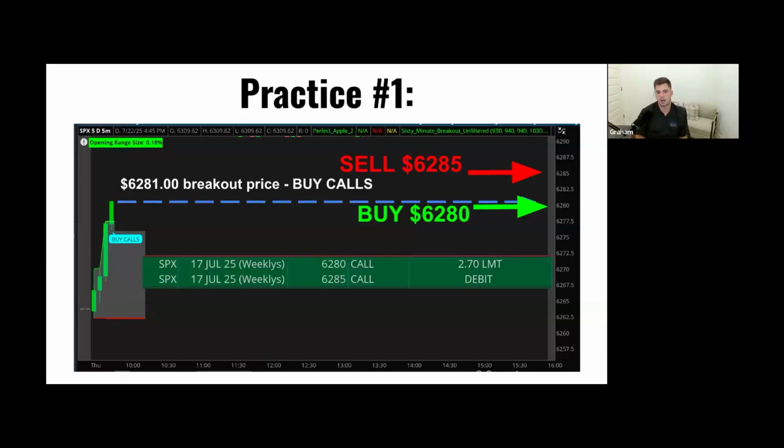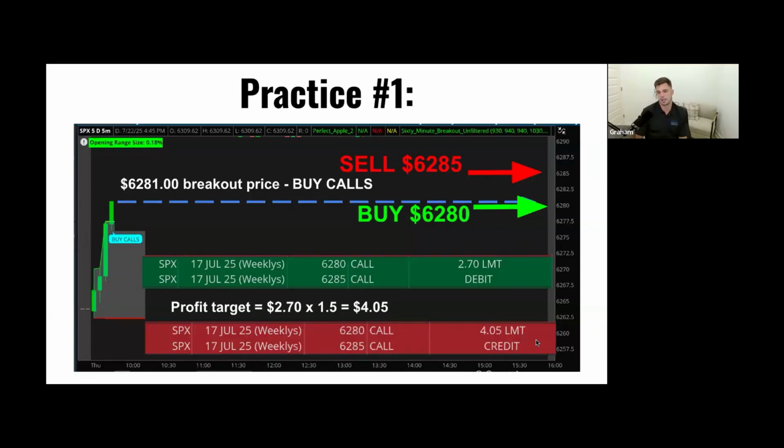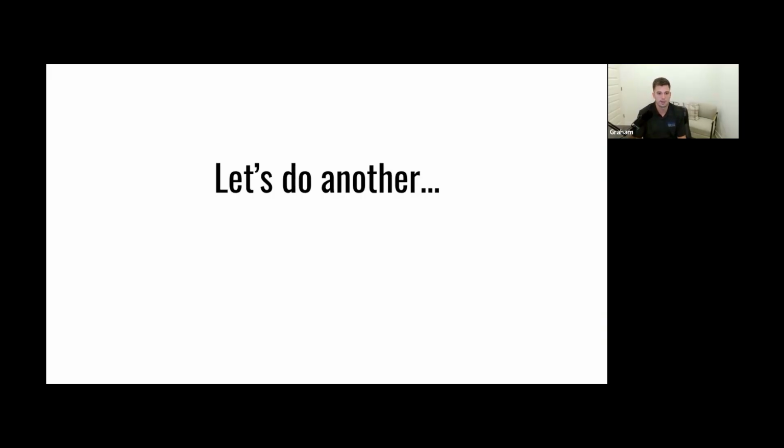Here was the price I got filled at. I got filled at $2.70. Again, that's always a debit. If it shows as a credit, you probably did it backwards, so make sure it's a debit. So then, now what we're going to do is set our profit target. Entry price times 1.5 gives us 4.05. So we set the profit target. That's exactly what I did here. Ended up hitting. It was a great day. Love it. All right, let's do another one.